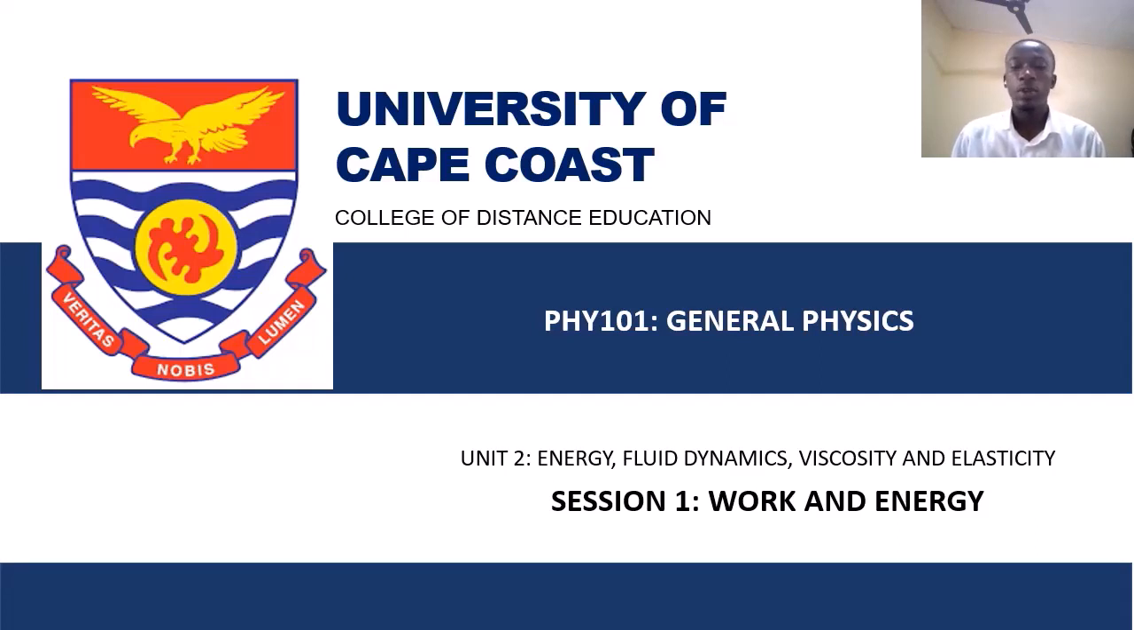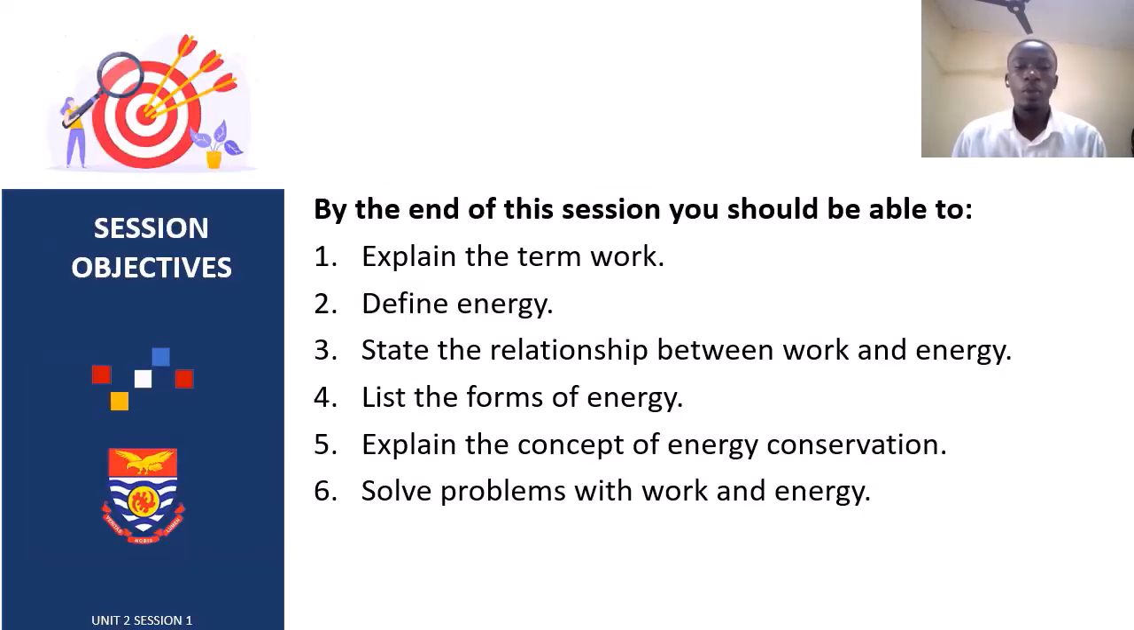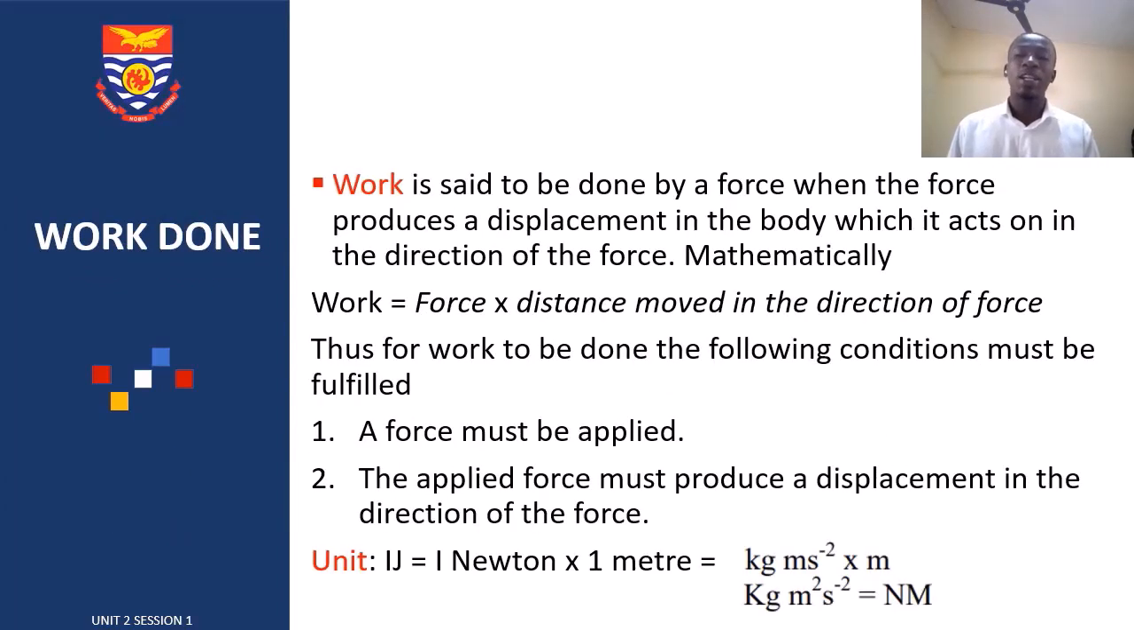Let's look at the objective of section 1. The first objective is for us to be able to explain the term work, define energy, state the relationship between work and energy, list the forms of energy, explain the concept of energy conservation, and also solve some problems related to work and energy.